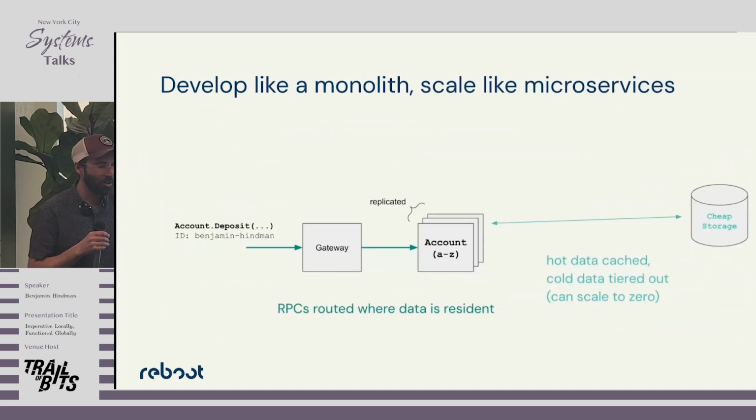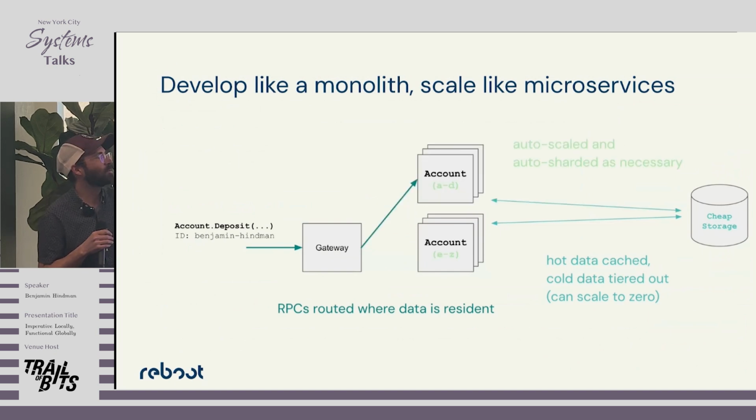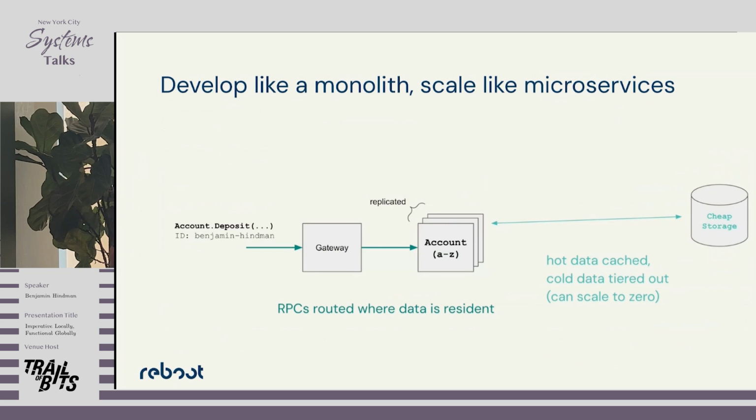So, this monolithic experience, but then scaling and running applications. This is just a little graphic talking about what we mean here. As you create more accounts, those accounts can be partitioned and spread. We can route the requests for particular accounts to the necessary places.